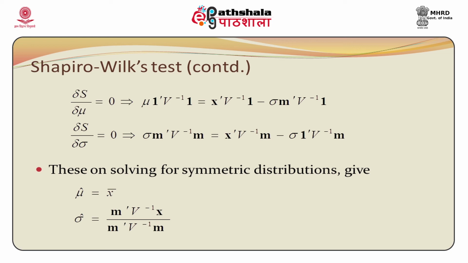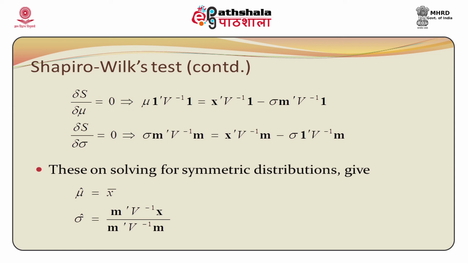Now, on solving these two equations and then using some of the properties of symmetric distributions, where the order statistics on either side of the symmetry have the same ordinates, etc., we have mu hat turns out to be equal to x bar, and sigma hat turns out to be m prime v inverse x by m prime v inverse m.